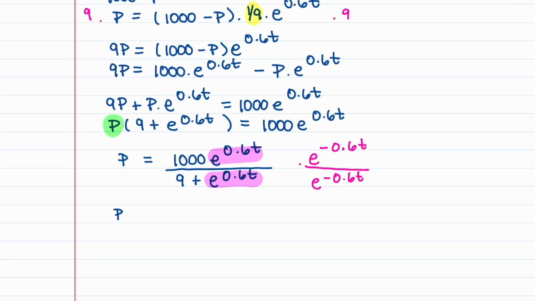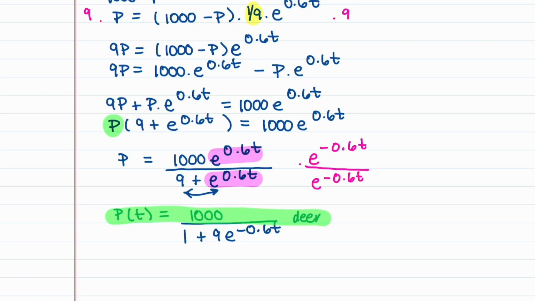Now our solution is P of t is equal to 1,000 over... I'm going to switch the order of these two terms. So we have a 1 first, and then we have a 9 e to the minus 0.6t. Since our population is deer, let's go ahead and include units in here. So we're going to put deer, and then that's our final solution.